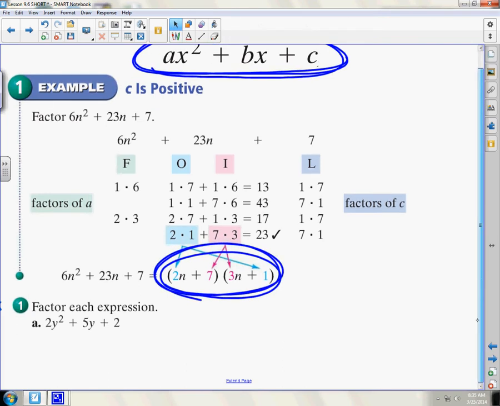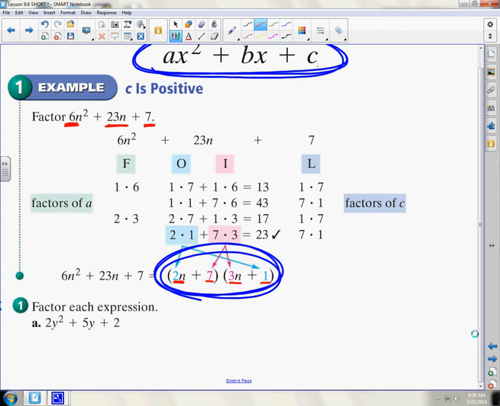So this gets a little bit tricky though, because you can notice you have a number out front. It's not just a squared or n squared, it's a 6n squared. And I want to try and get my numbers so that I get a 23 here and a 7 here. So if you look at my answer, I'm left with a 2n plus 7 and 3n plus 1. It's kind of a little bit tricky.